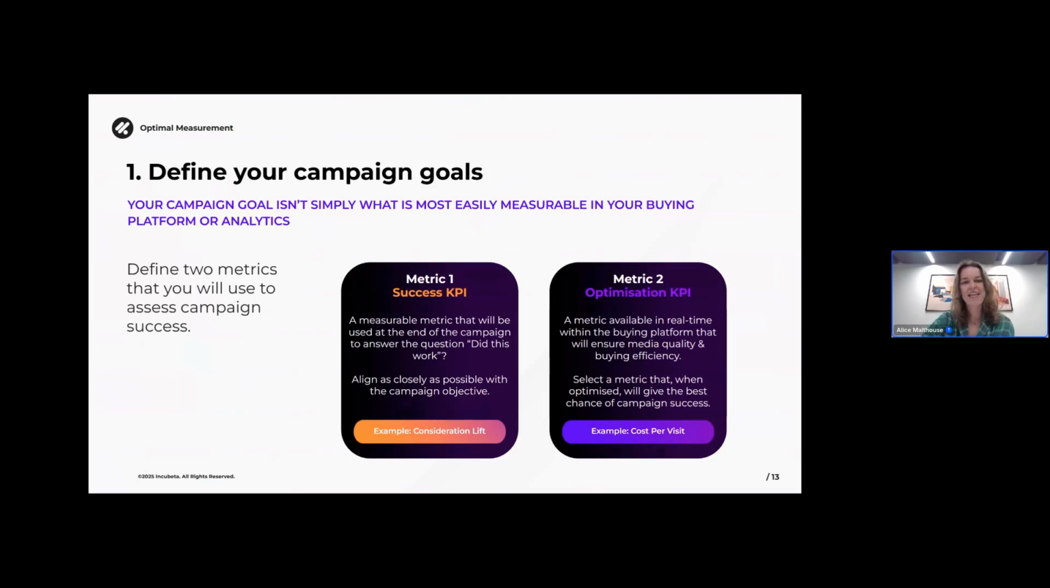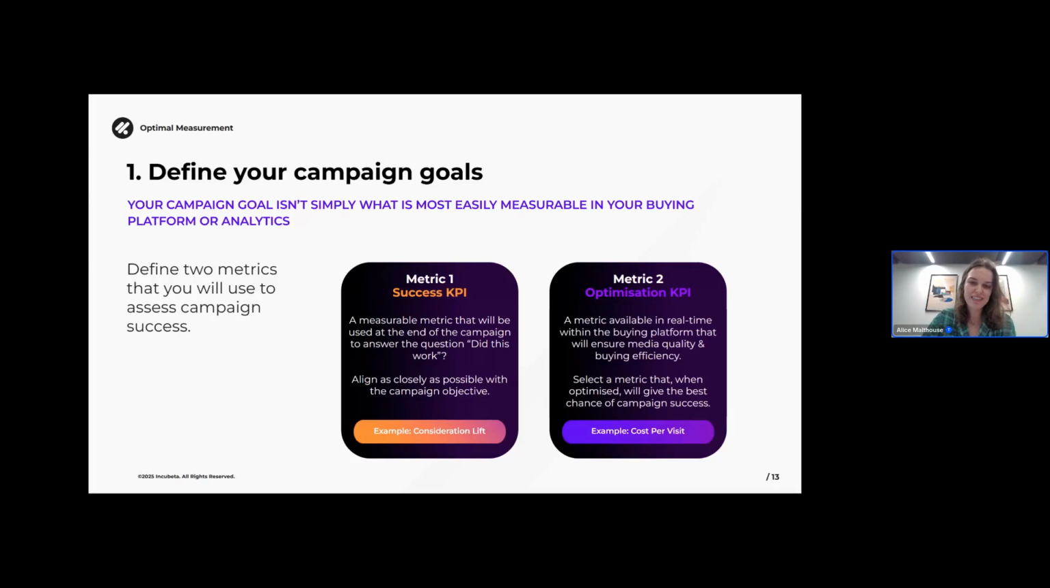The first principle is defining your campaign goals. So this might be really basic, but people often do this maybe slightly incorrectly. With your campaigns, you need to have 2 different KPIs. You need your success KPI and you need your optimization KPI. You shouldn't just choose what's most easily trackable in your buying platform or analytics platform, but you do need to separate these 2 KPIs. So the success KPI looks at, did this campaign even work? So this might be a more longer term measurement. And you might also be measuring your campaign in the same way across lots of different platforms. So an example of this could be consideration lift.